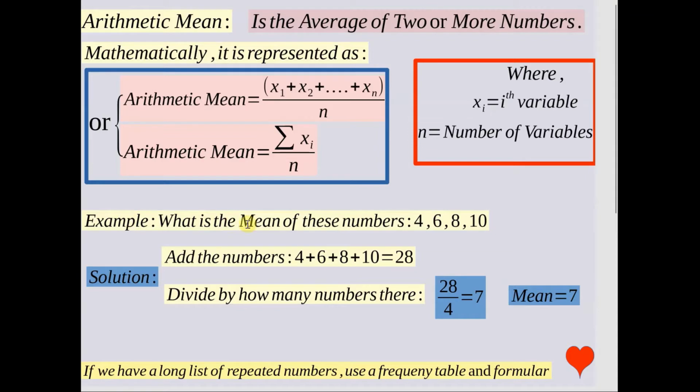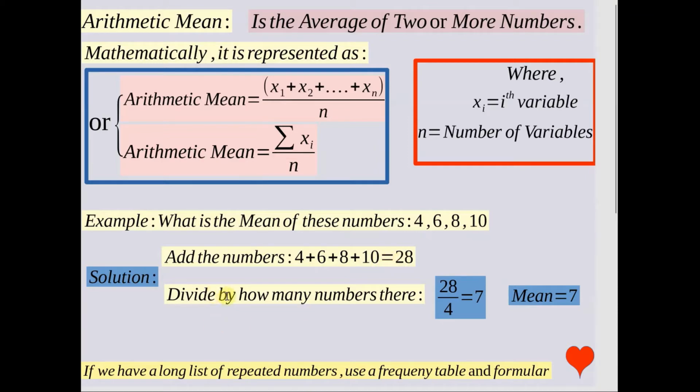Example: what is the mean of these numbers? We have 4, 6, 8, and 10. So what we have to do is add the numbers. We have 4 plus 6 plus 8 plus 10, which is equal to 28.